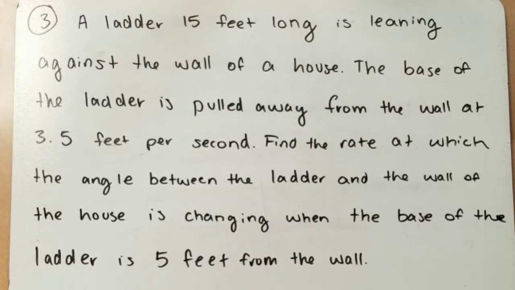A ladder 15 feet long is leaning against the wall of a house. The base of the ladder is being pulled away from the wall at 3.5 feet per second. Find the rate at which the angle between the ladder and the wall of the house is changing when the base of the ladder is 5 feet from the wall.